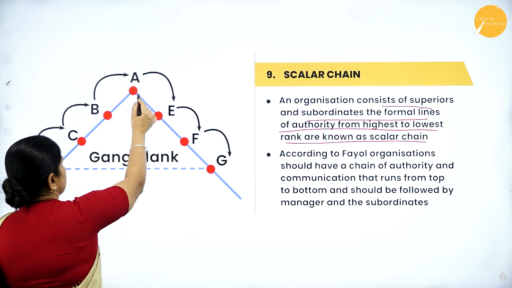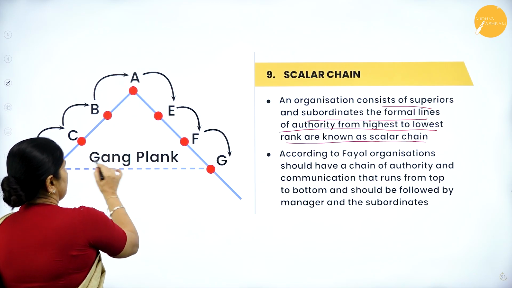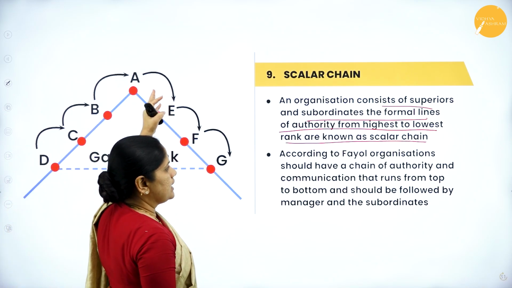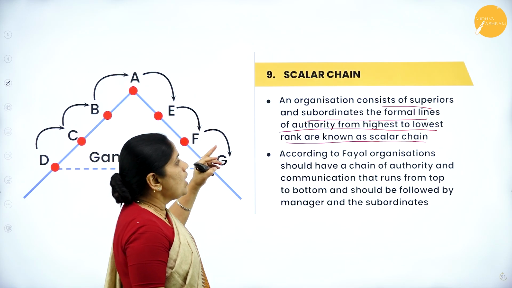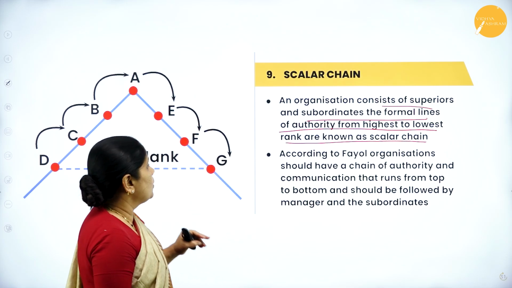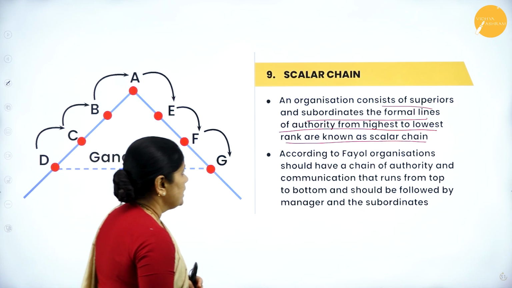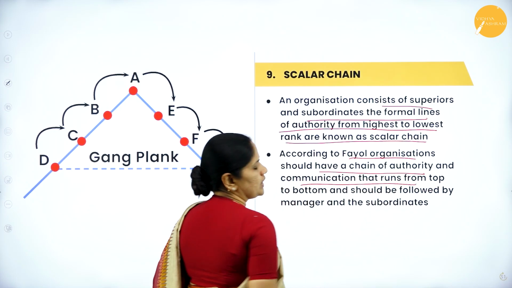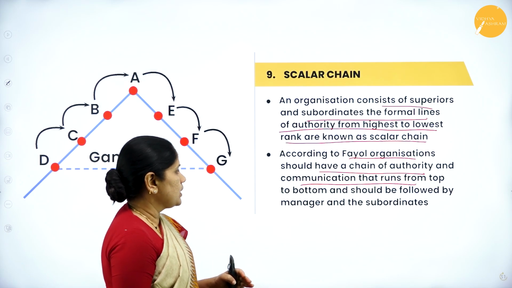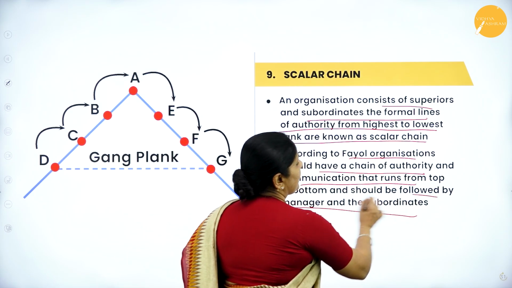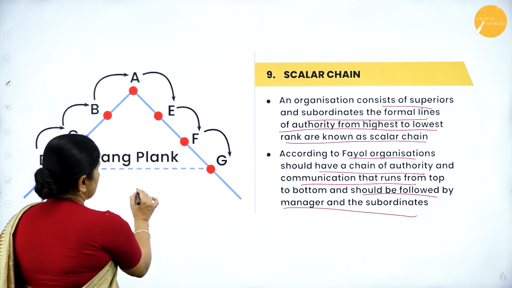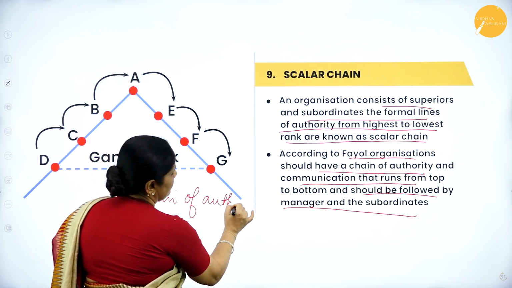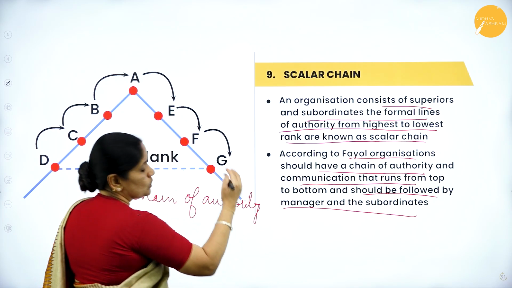So, we have the lines of authority A, B, C, D, E, F, G. We have this kind of formal lines of authority from the highest to the lowest. These lines of authority from the highest to the lowest are known as the scalar chain. According to Henri Fayol, an organization should have a chain of authority and communication that runs from the top to bottom and should be followed by the manager and the subordinates. So scalar chain is nothing but the chain of authority which runs from the topmost management to the lowest levels of management.